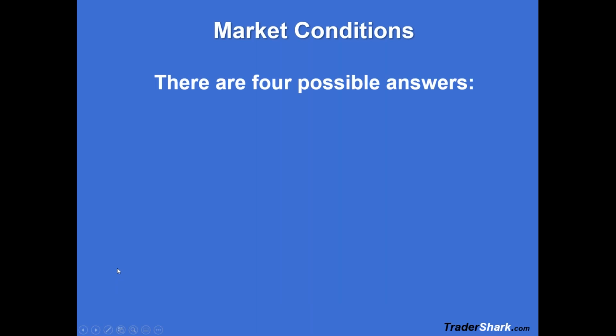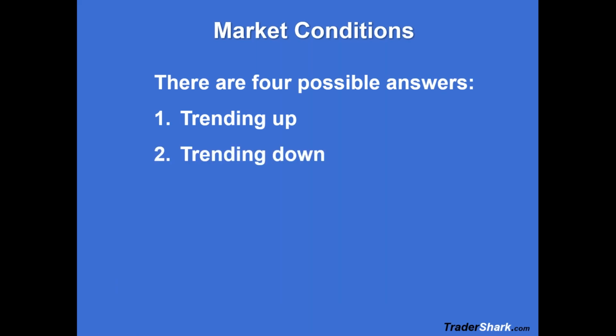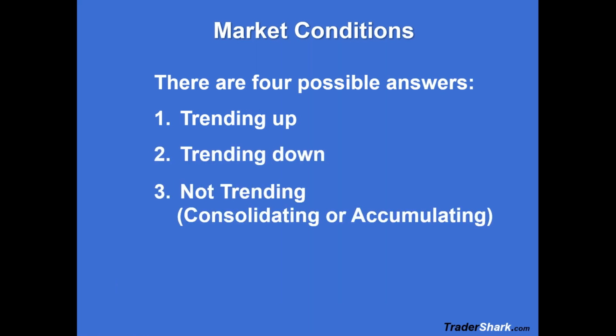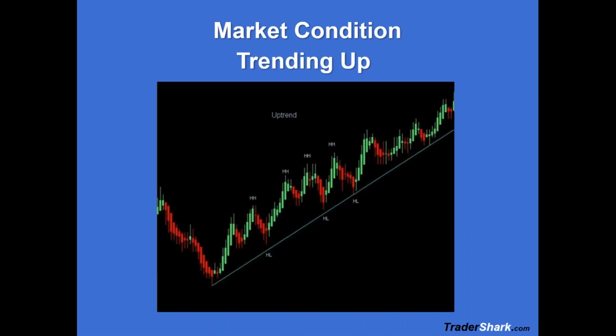Amazing, right? Market conditions. There's 4 possible answers. You've all heard this. Repetition is the mother of skill. Let's do it again. Trending up, trending down, not trending. Hello, there's nothing new about that. Consolidating or accumulating. We'll talk about that. They are different. They're not the same. And the other. We'll talk about the other here shortly too.